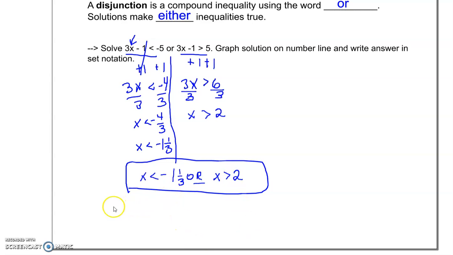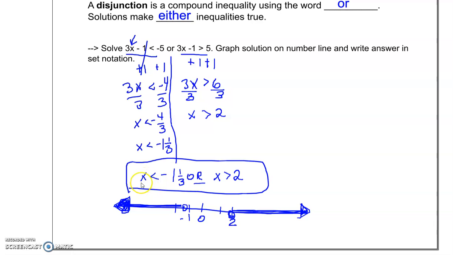Now let's write it our two other ways. Let's put it on a number line. We have two pieces. We have x is less than -1 1/3, so that's a little bit less than -1. X is greater than 2 is this piece out here. Open circles, because I'm not including them, but since this is joined by or, we're not looking for the overlap. We're going to bring all of that down, and that is our solution.